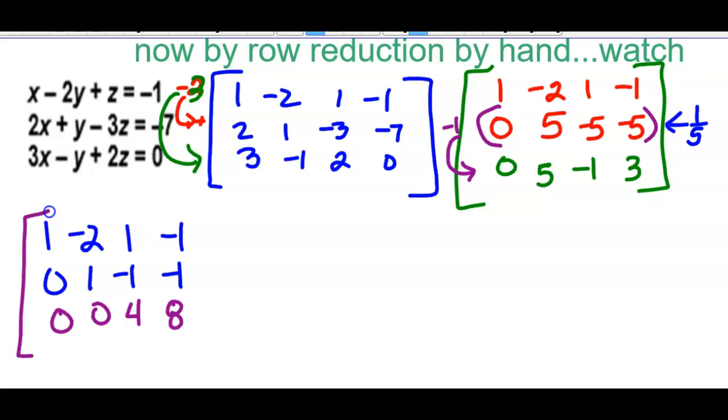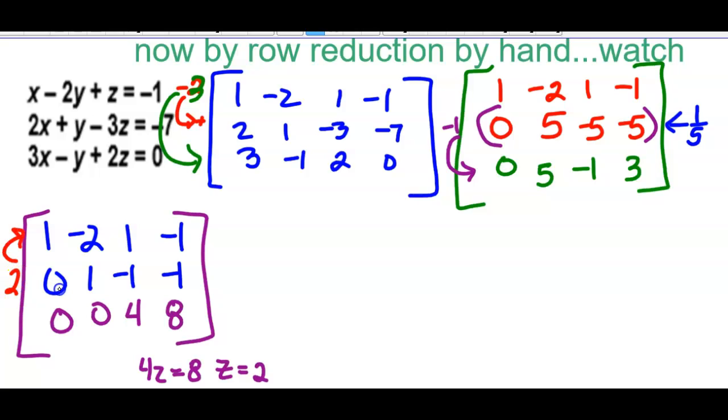Now, we could stop here because this last sentence, if you put it back in XYZ, says 0x plus 0y plus 4z equals 8. So I could stop right there and say z is 2, and then I could plug that back in and find some things. I'm going to go ahead and do a couple more steps here. I'm going to do 2 times this row and add it to the top one up here.